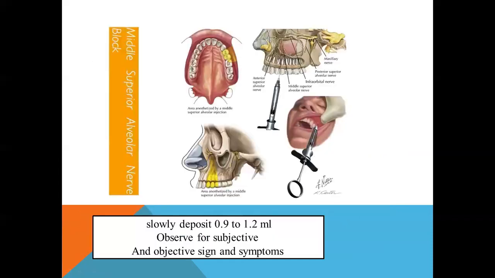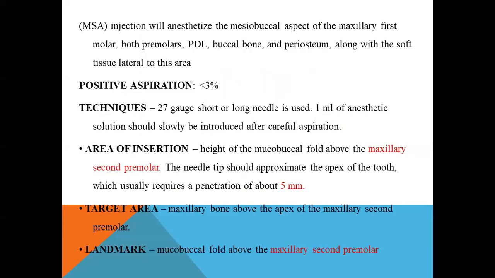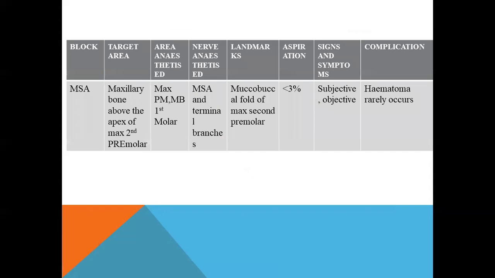This picture shows the region where the MSA nerve will anesthetize. When you give the MSA nerve block, the anatomical area is the mucobuccal fold above the maxillary second premolar. The target area, as I told, is above the apex of the maxillary second premolar. The area anesthetized will be the mesiobuccal aspect of the maxillary first molar, both premolars, the periodontal ligament, buccal bone, periosteum, along with the soft tissue lateral to this area.